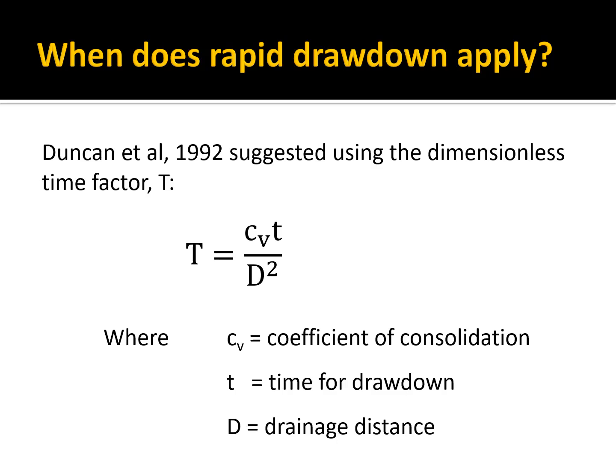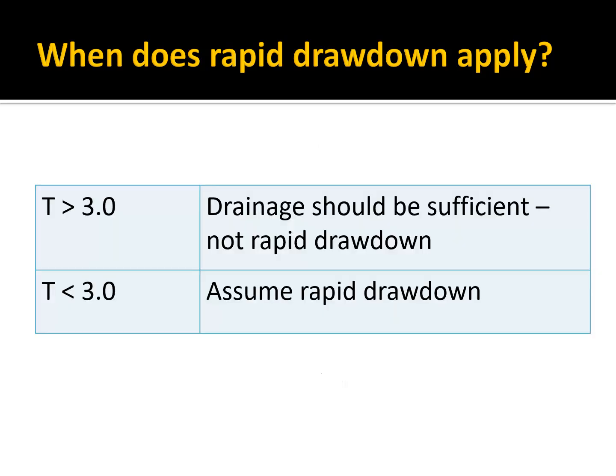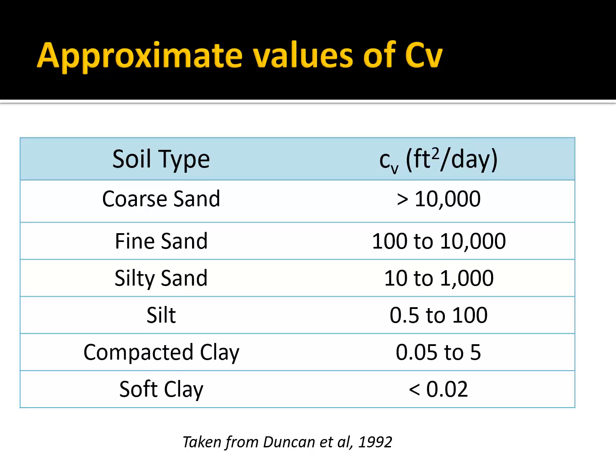The coefficient of consolidation is a function of how permeable the soil is, and when you do this calculation, if the time factor is greater than 3, then drainage should be sufficient. Therefore, it's not a rapid drawdown case. If it's less than 3, then we would go ahead and assume that would qualify as a rapid drawdown condition, and we would need to investigate it more thoroughly.